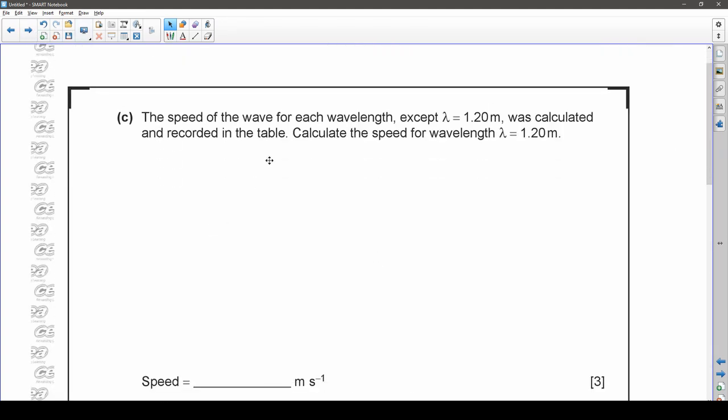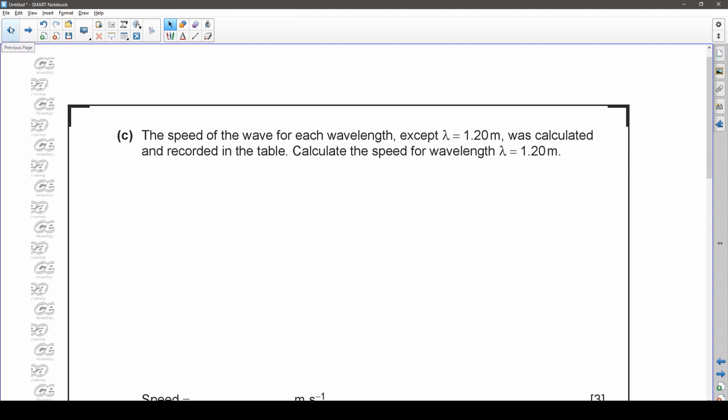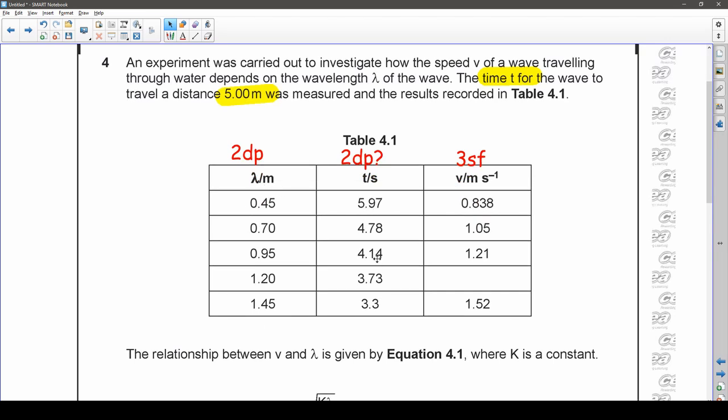The speed of the wave for each wavelength except for 1.2 meters was calculated and recorded in the table. Calculate the speed for the wavelength at 1.2 meters. It gives us quite a lot of space for this one on 3 marks. So what are we after? Speed of the wavelength for 1.2. The time t for the wave travel distance of 5 meters was measured, so I'm going to assume it's just meters per second.